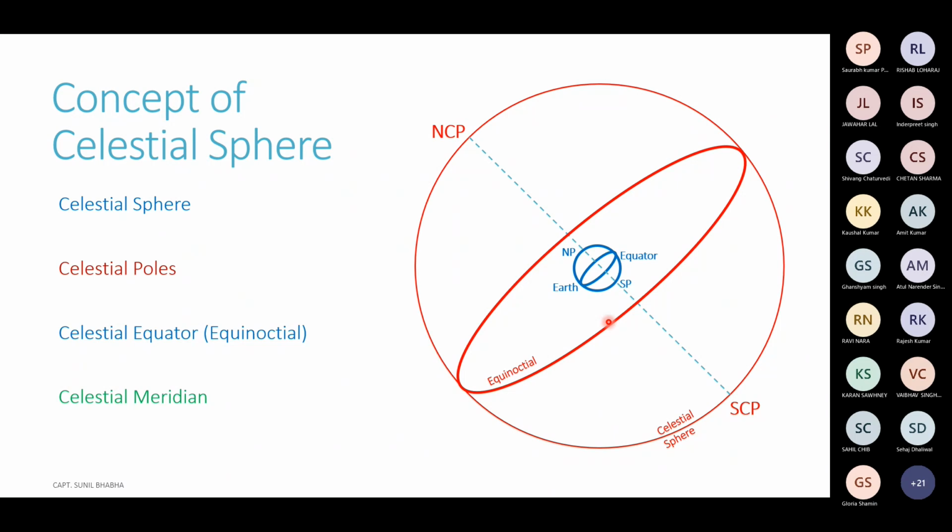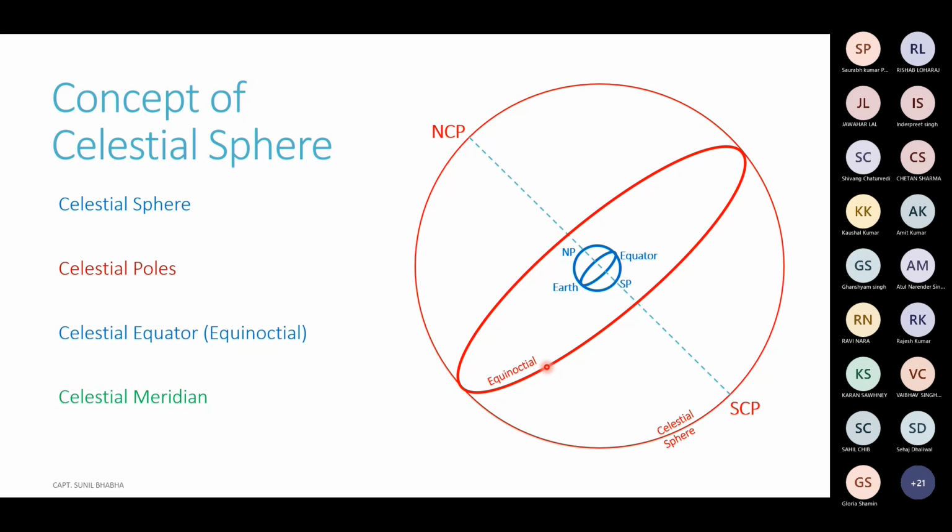Now, for the longitude of any place on the surface of Earth, we use the meridian of Greenwich. We use the Greenwich meridian as our reference meridian, and we find out how much east or how much west of the Greenwich meridian that particular body is. Now, on the celestial sphere, we have two references. One is exactly similar to Greenwich, which is the celestial meridian of Greenwich.